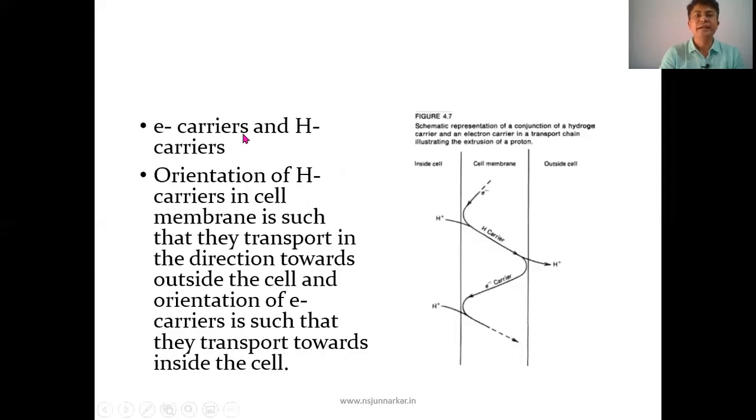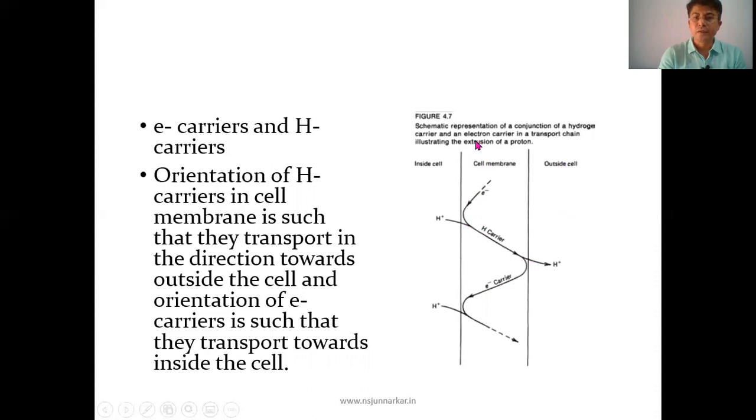So electron carriers and hydrogen carriers, the orientation of the carriers in the membrane is such that they transport in the direction towards outside the cell, and the orientation of the electron carriers is such that they transport towards inside the cell. So this is the inside of the cell and this is the outside of the cell. So this is how the electron carriers and hydrogen carriers are located in the cell membrane, and this is how they will be oriented in the membrane.